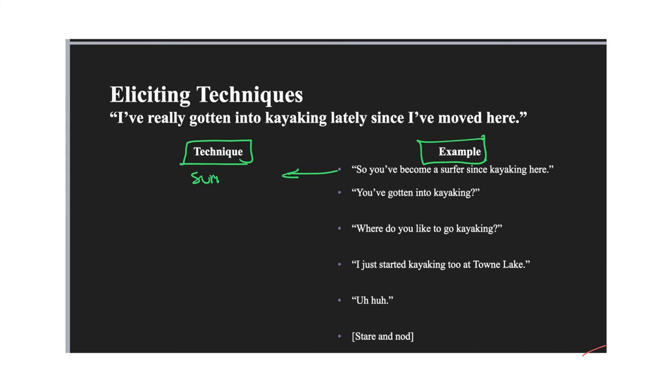Basically, let's say the initial statement was, I've really gotten into kayaking lately since I moved here. Maybe it's like an Austin thing and you're at Town Lake. You've got to call it Town Lake. You can't call it Colorado River because people get mad. And you can't call it Lady Bird Lake unless you're new to Austin.